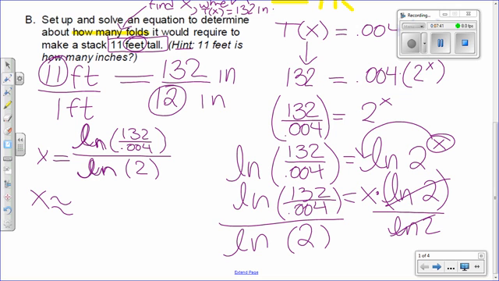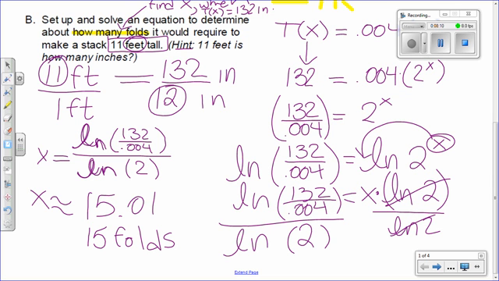You got something? Fine. I got 15.0, 15.01. So let's go ahead and round it to 15. So 15 folds. Do we all agree? Yes. All right, perfect.